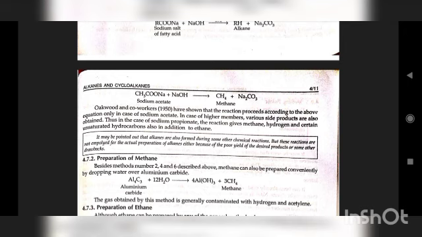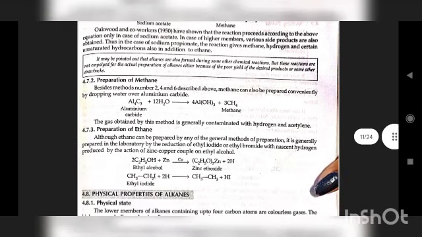Preparation of methane. Besides methods numbers 2, 4, and 6 described above, methane can also be prepared conveniently by dropping water over aluminium carbide. Aluminium carbide plus 12H2O gives 4Al(OH)3 plus 3CH4. The gas obtained by this method is generally contaminated with hydrogen and acetylene.